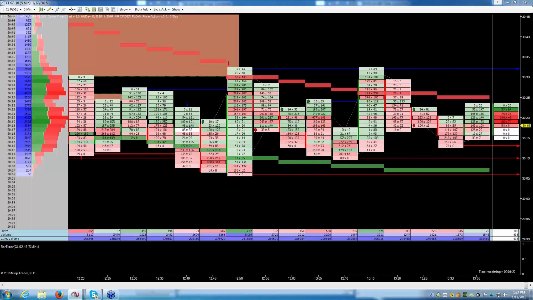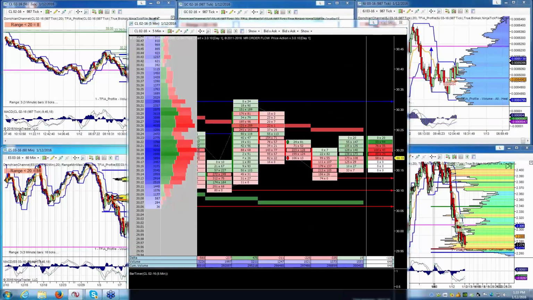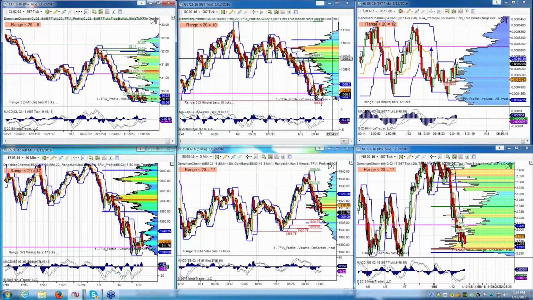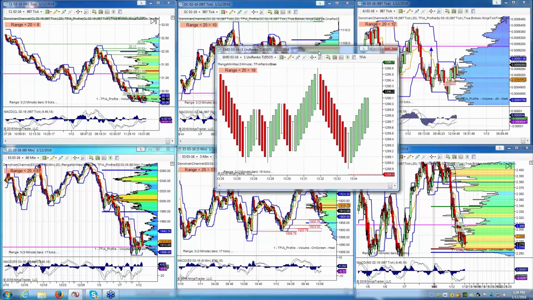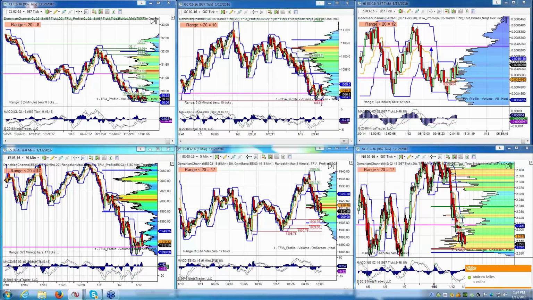All right, guys, I'm going to end the webinar. I will see you guys all tomorrow. This is what we're trading here. This is the Unirenko that we're scalping, and we're going to get into that as well, guys. But we need to understand profile and order flow first.